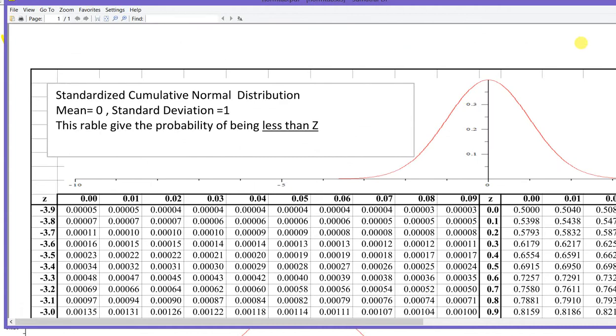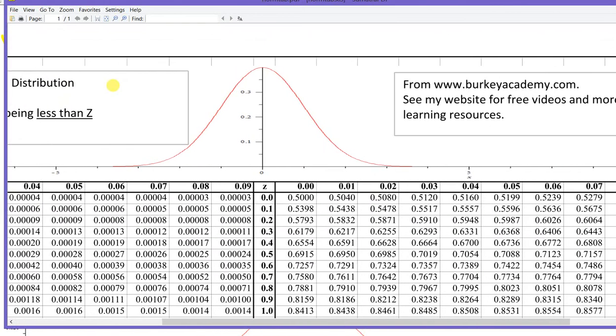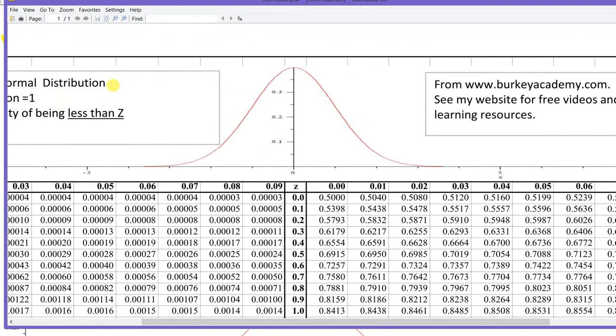Let me introduce you to it. This is a normal table that I made in Excel, and it is a standardized cumulative normal distribution table. What does that mean? The word standardized here means that the table we're looking at, and I put a picture right here for you, the table we're looking at is for a normal distribution that has a mean of 0 and a standard deviation. Each of these tick marks here is 1, and the standard deviation is 1.